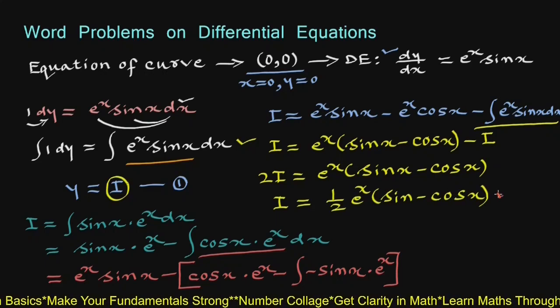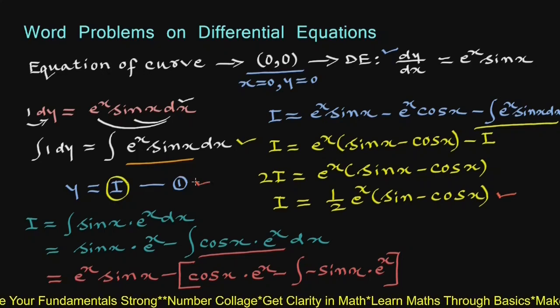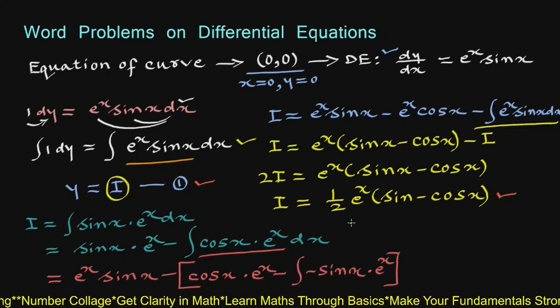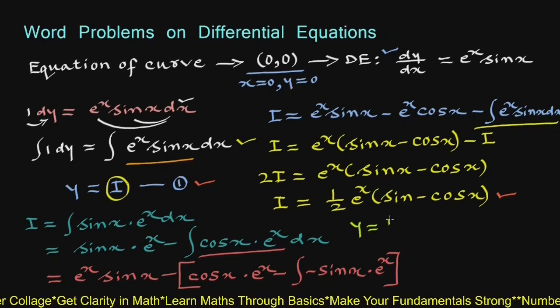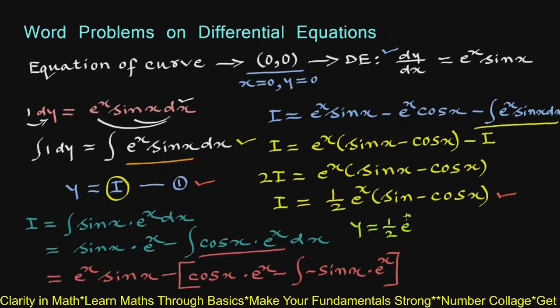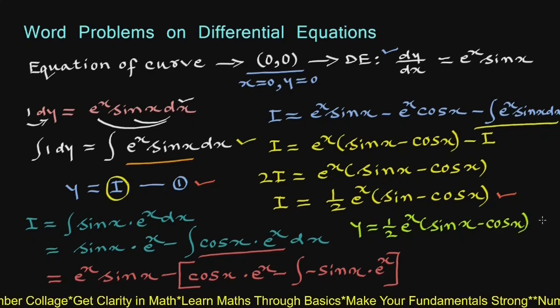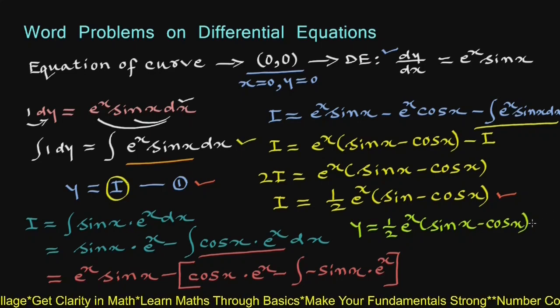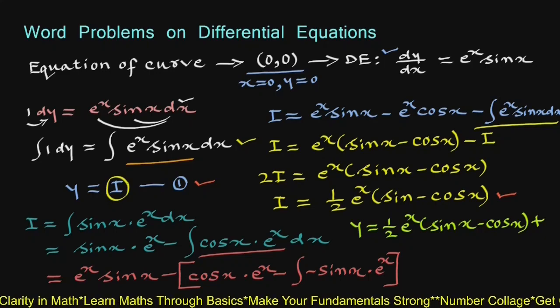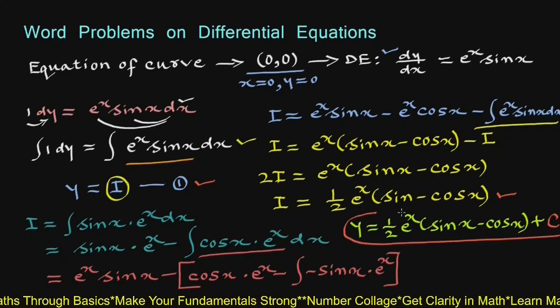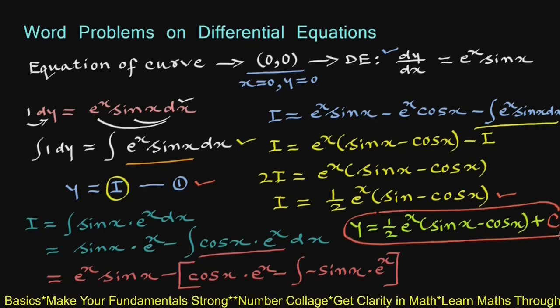Now using this value of I in equation 1, the general solution of this differential equation will be y equals half e raised to x into sin x minus cos x. We haven't added yet the constant of integration, so we will add it here, plus c. Now this is the general solution of the differential equation.